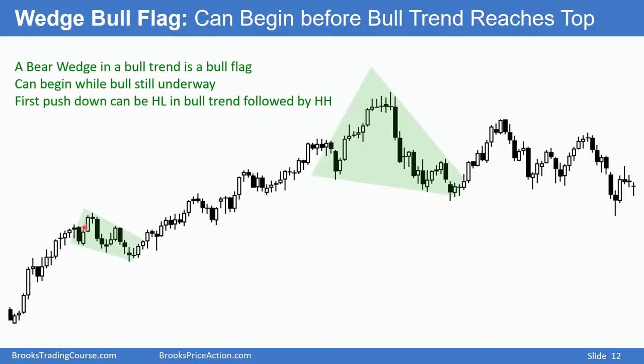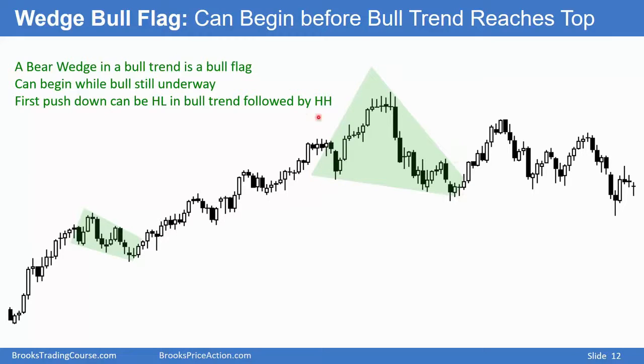Here we got a bull trend and a wedge bull flag. 3 pushes down, 1, 2, 3. But look at this push down. This bear channel, a small bear trend, began before the bull trend ended. And the same here. We have a push down, a new high, and then a second and third push down.